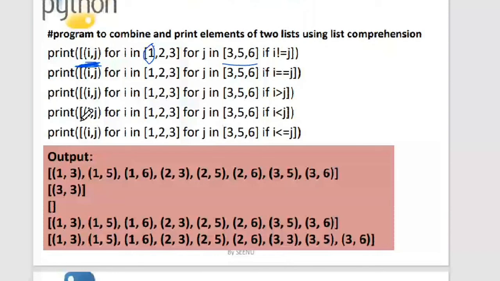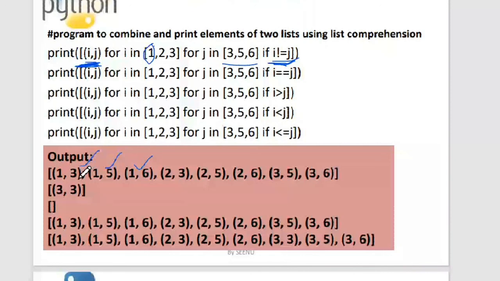Okay, so now what happens? I want the combination to be printed, but there is a condition over here. What is the condition? I want the combination to be printed if i is not equal to j. If it is equal to j, I don't want the combination. So what happened? 1 and 3 is printed, 1 and 5 is printed, 1 and 6 is printed, because 1 is not equal to 3, 1 is not equal to 5, and 1 is not equal to 6. So after the inner loop finishes, now i becomes 2. For 2, again the combinations keep executing.